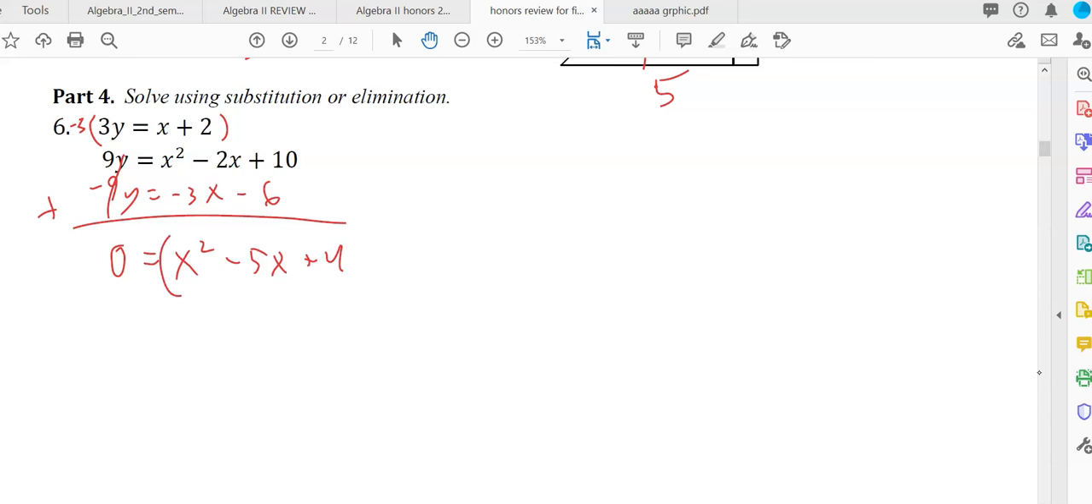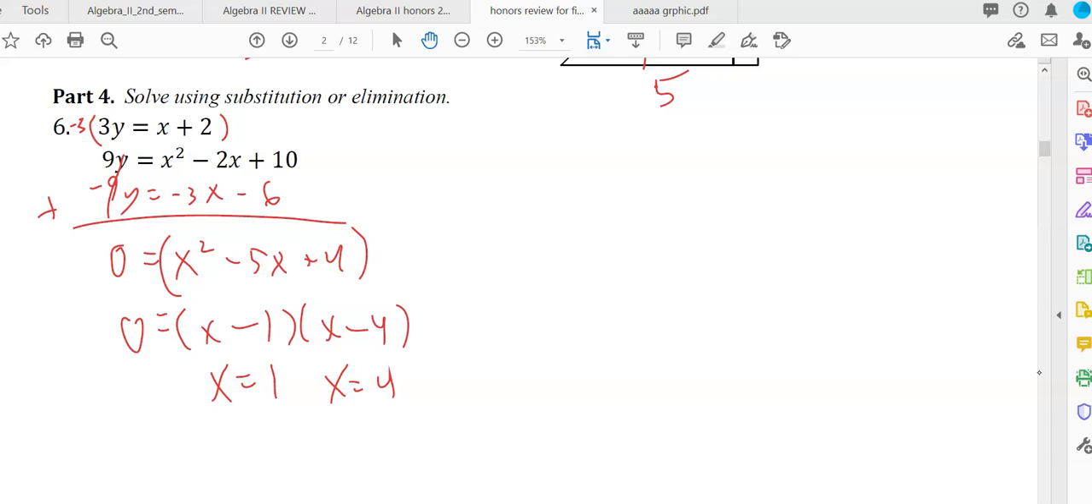Hoping this works. Maybe it factors. Maybe 4 and 1, both of them minus. So the solutions are x equals 1, x equals 4. You could just plug those in just to make sure they work. I think they do though.